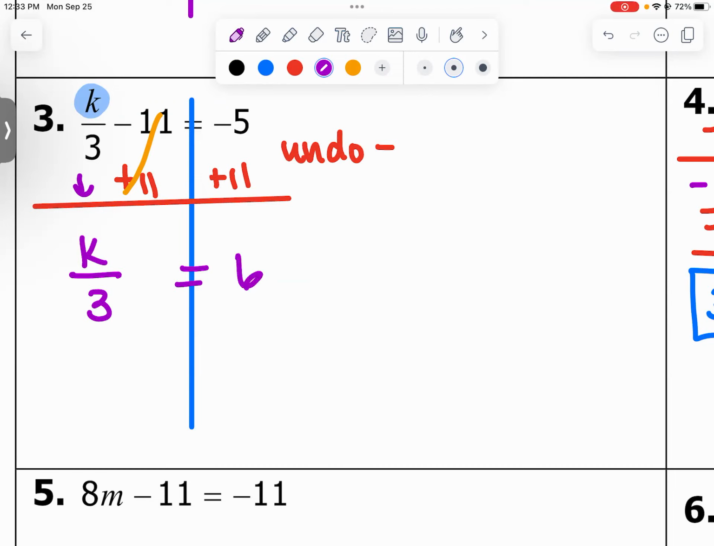Okay, so now this is a little different kind of problem than what we've seen today. No big deal. Okay, what operation is in between K and 3? All right, so we need to undo by multiplying. So since 3 is being divided into K, we are going to undo it by multiplying both sides by 3. Okay, so these 3's are going to cancel each other out. And we have K equals 6 times 3.